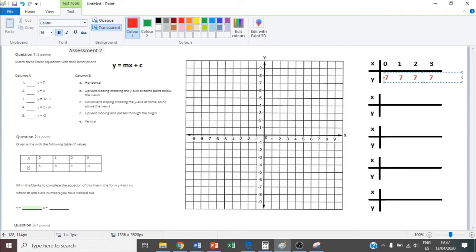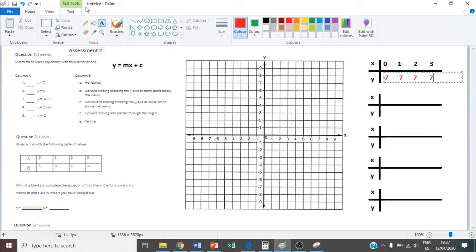So if y is always 7, then it doesn't matter what the x value is. The y value will always be lined up with this 7 here on the y-axis. Let me show you that graph now. So if I'm going to plot these points, 0, 7, that's the point 0 coming up to 7 here. 1, 7 is going over to 1 and up to 7, that's there. 2, 7, 2 up to 7 is there. And 3, 7 is 3 across, and 7 up, it's there.